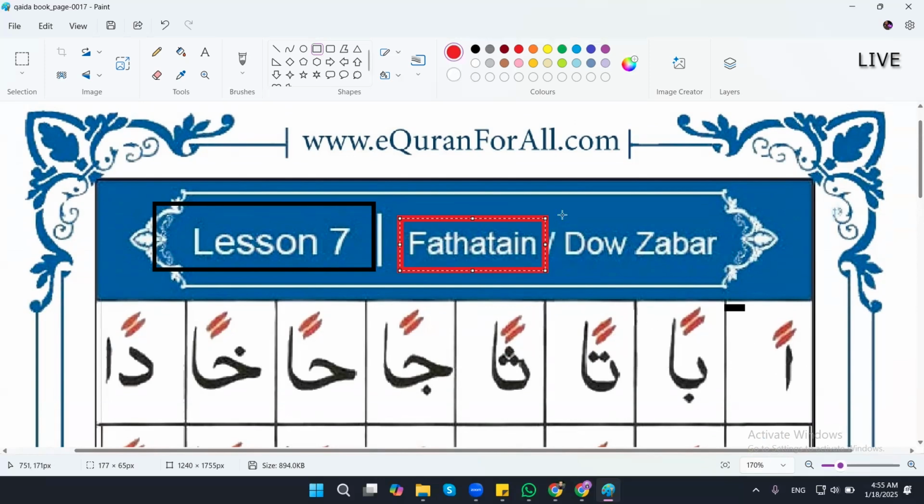Sometimes some people also call it Do Zabar. Yes, but this name, normally the Asian people will say. Maybe you won't hear that, but if there is any person from Asia, you will see that he will call this sign Do Zabar, or the Arabic name for that sign is Fatatan, or you can also call it double Fatha.